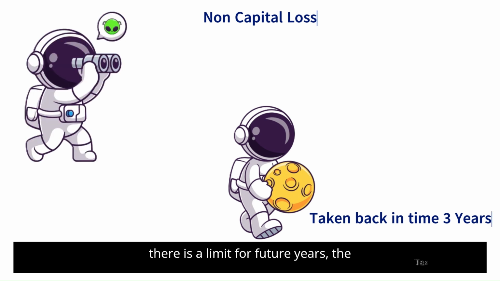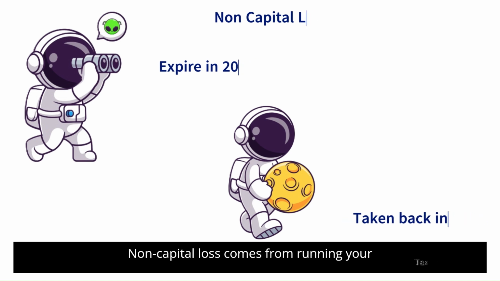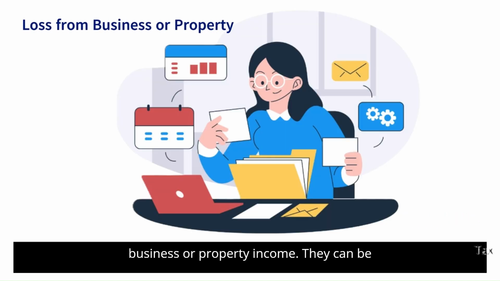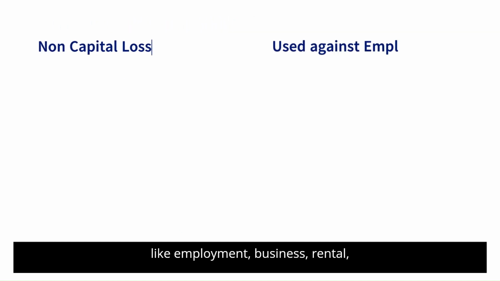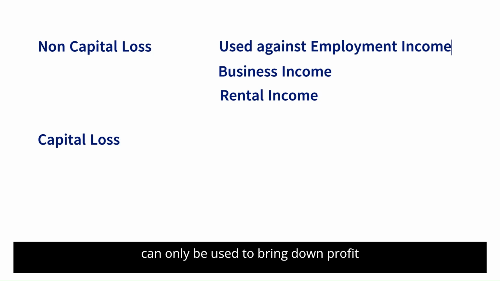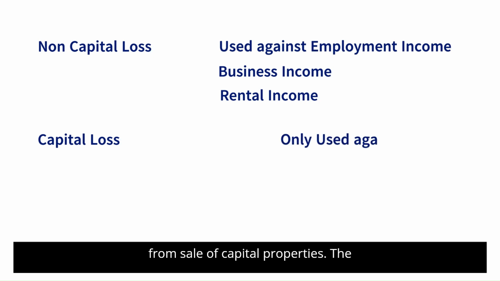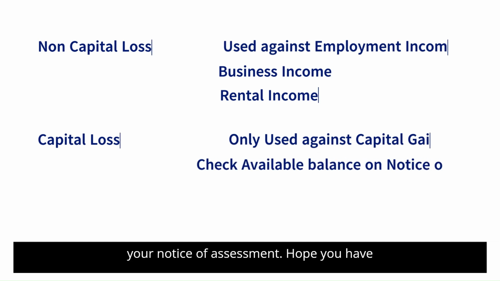However, there is a limit for future years. The non-capital loss expires after 20 years. So you need to use it before it's gone. Non-capital loss comes from running your business or property income. They can be used to bring down any kind of income, like employment, business, rental, etc. However, capital losses can only be used to bring down profit from sale of capital properties. The CRA tracks them year over year, and you'll see your available loss balance on your notice of assessment.